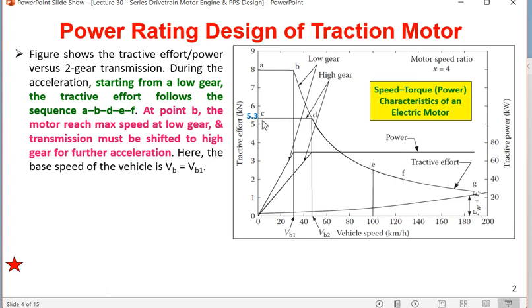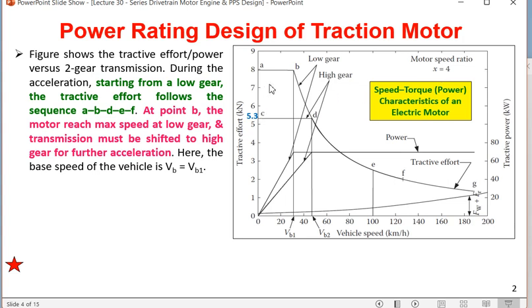Had it been a single gear system, that means only VB1, which is 30, the motor speed ratio would have been 180 or 200 divided by 30. So it would have been around 6. So a higher speed ratio means it's a single gear transmission system. A lower speed ratio means there are more gears, a multi-gear transmission system.